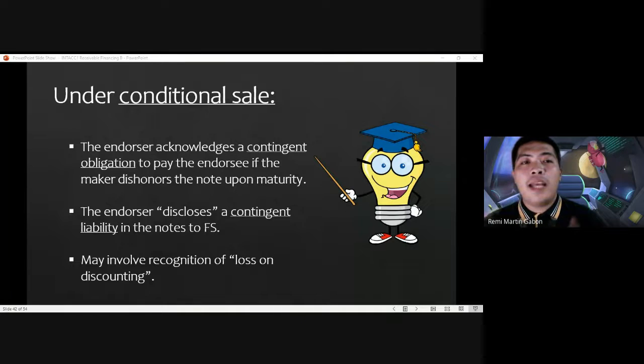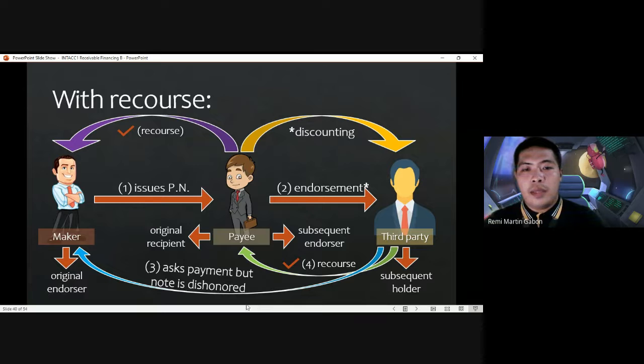What does it mean by acknowledging contingent obligation or disclosing contingent liability in the notes to financial statement? Balikan natin yung illustration. So, di ba, discounting will start from the payee endorsing the promissory note to a third party. Now, when it comes to conditional sale, the payee or the subsequent endorser is going to anticipate obligation should the maker dishonor the promissory note.